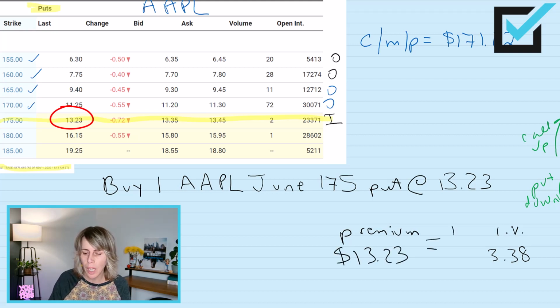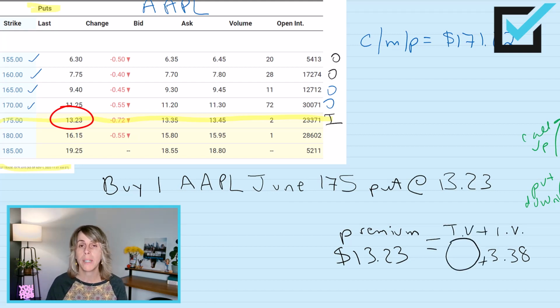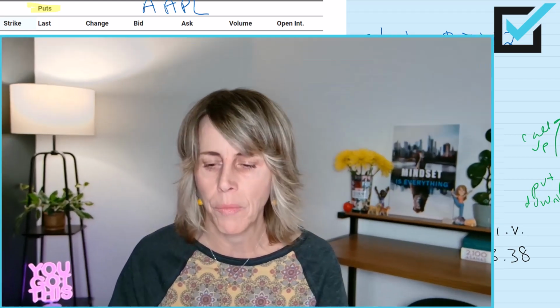But the premium is more than that because of what? Premium equals time value plus intrinsic value. So how much is time? Well, 13.23 minus the 3.38, which is intrinsic value, gives us time value of 9.85. That is because the price of Apple between now and June could go down even more. The closer we get to expiration, the lesser the time value will be. The further away we are from expiration, the greater the time value will be.